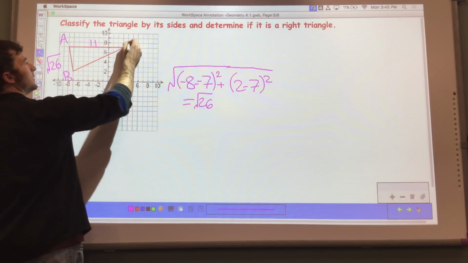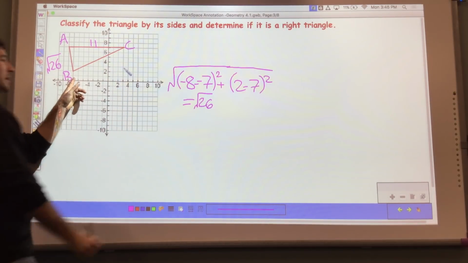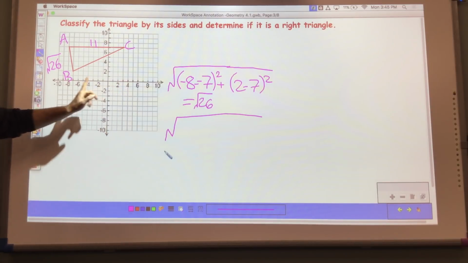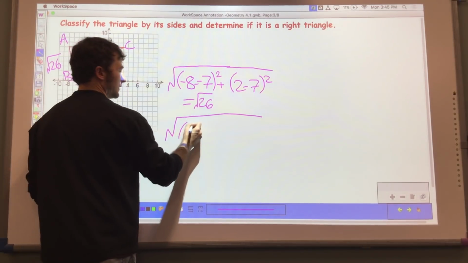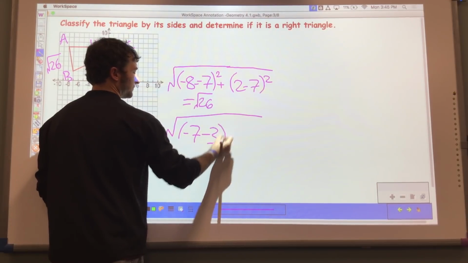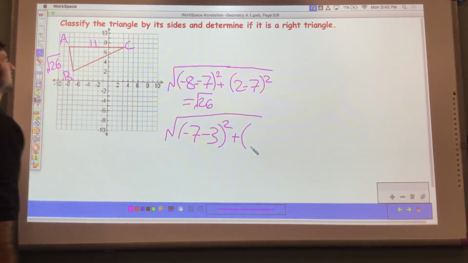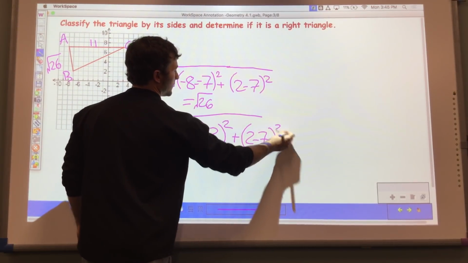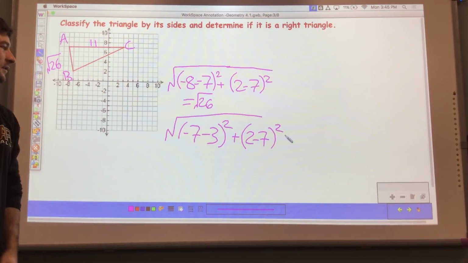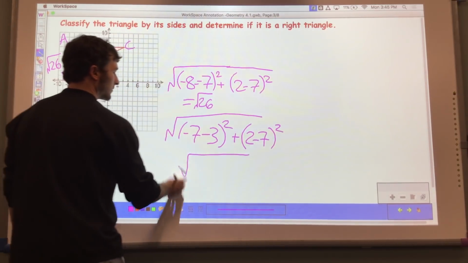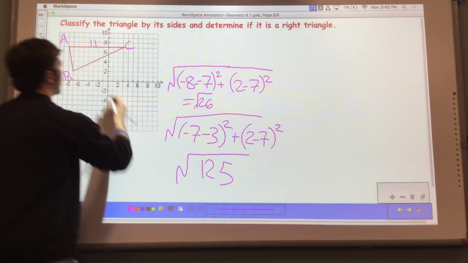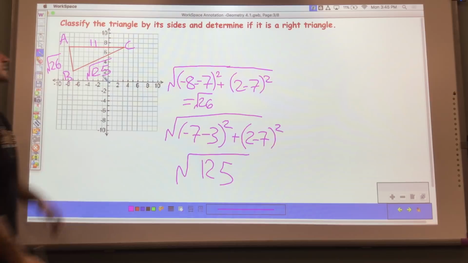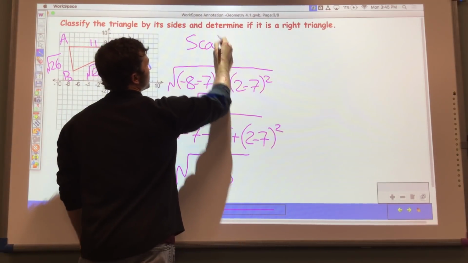And then if we find BC here, again, distance formula, subtract the x values. Well, we got 3 and -7. And then our y values, 2 and 7. So 10 squared is 100, 5 squared is 25, it would be a square root of 125. So all 3 sides are different, so that's going to be scalene.